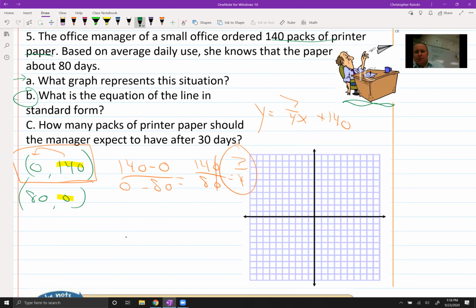Yeah, so let's deal with that. So we got 1, 2, 3, 4, 5, 6, 7. Okay, so I'm going to mark 20, 40, so we get the idea. So this is 140.